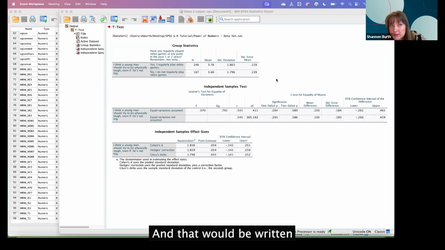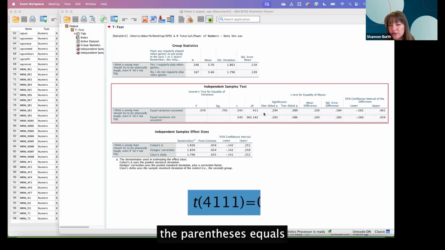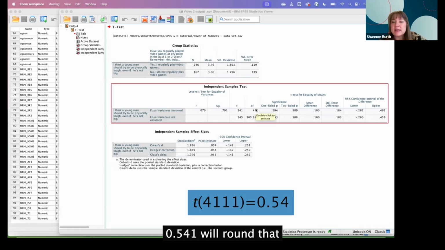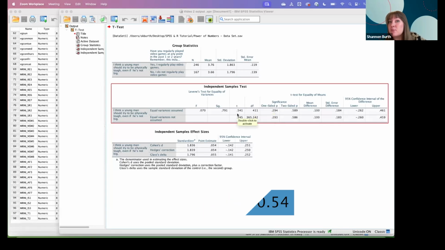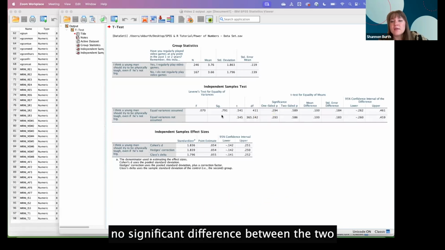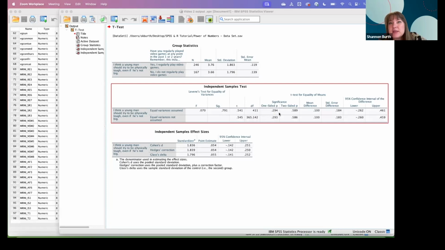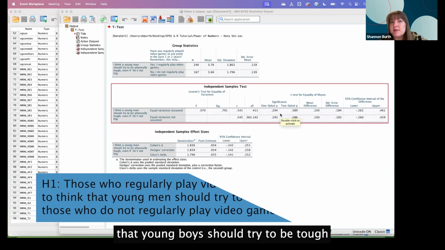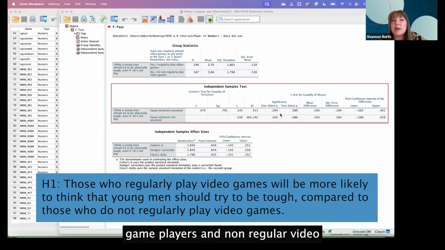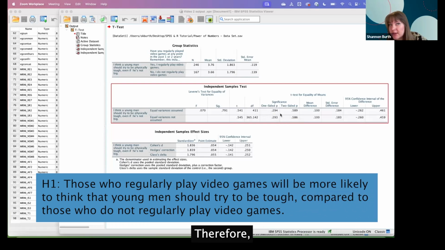As I mentioned before, we're going to be using the top line of the output box for writing up our results, and that would be written as italicized lowercase t, parentheses, 411 for our degrees of freedom, close the parentheses, equals 0.541. We'll round that and it'll end up being 0.54. This shows that there's no significant difference between the two groups and their agreement with the statement that young boys should try to be tough when comparing regular video game players and non-regular video game players. Therefore, we can say our hypothesis is not supported.